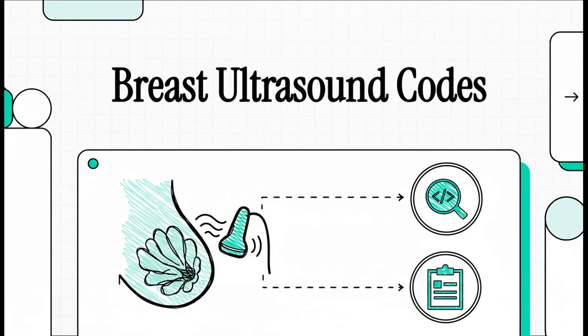All right, future medical coders, welcome. In our world, getting the details right is everything. Today, we're zeroing in on two super important CPT codes, 76641 and 76642. Nailing these breast ultrasound codes is a must, so let's just dive right in.